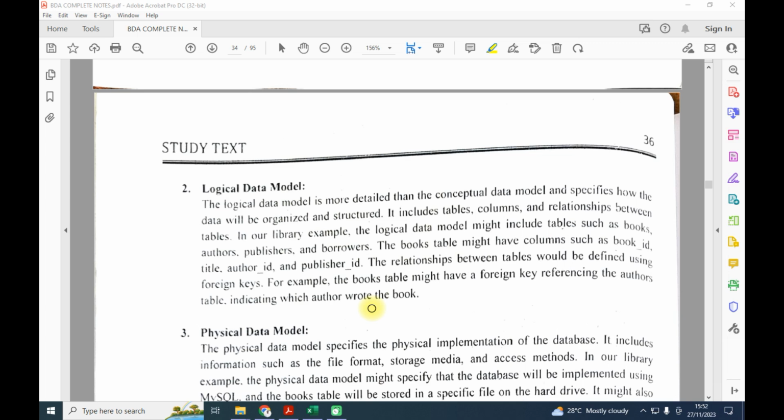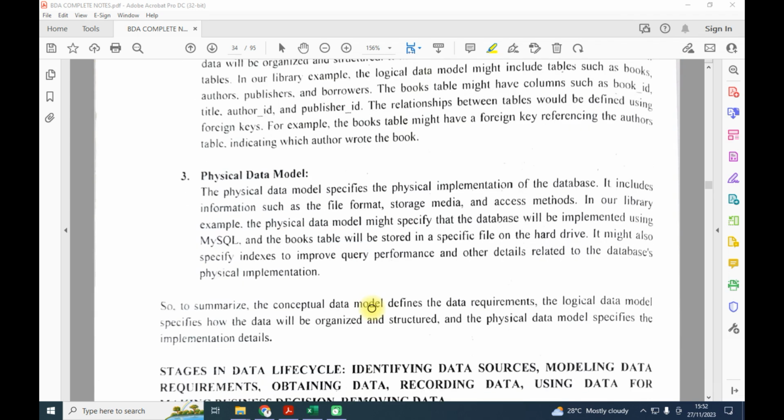The logical model will tell us more of the detail. It's going to detail the tables and the content of those particular tables. So the physical model now is how we are storing and how we are accessing. It specifies the physical implementation of the database. It includes information such as the file format: these books are stored under which particular format, and the storage media: which storage media are we using to store our books, to store our information, and access methods. How shall we be able to access this particular information?